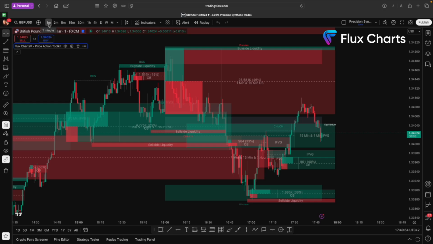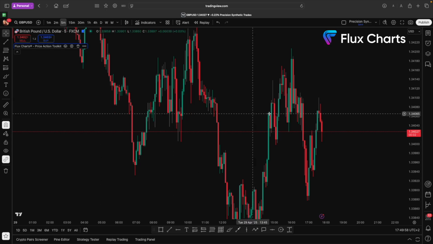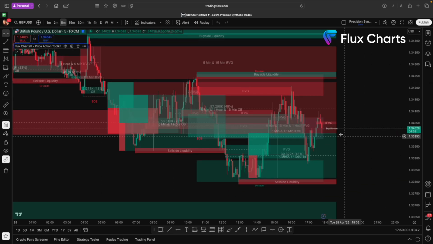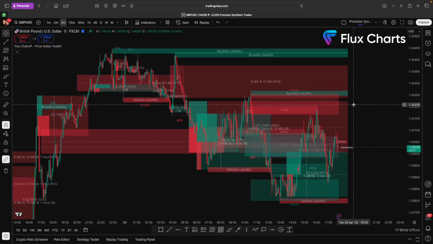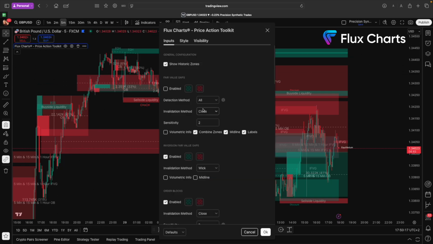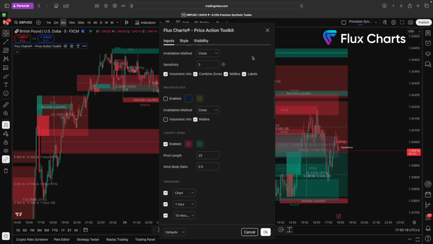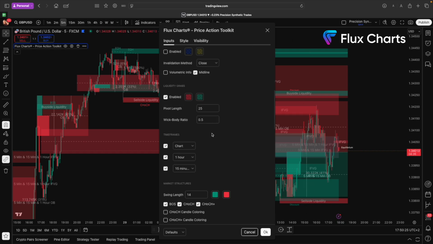So we are currently on the 1 minute. So let's say we go to the 5 minute. What this indicator will do, it will plot out your hour, your 15 minute, and your chart time frames. So to make this a lot cleaner, for example, I'm just going to show you. So this is worst case scenario. This is how your chart can look so messy if you don't know what you're doing.